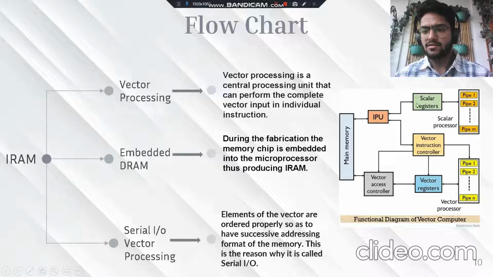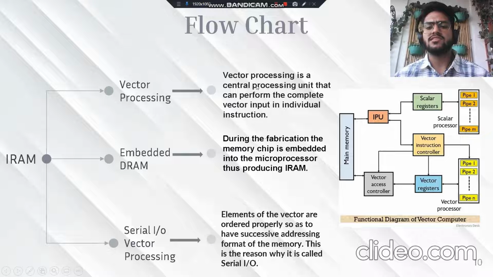Here in this image, this is a simple flow diagram of an IRAM. Okay, let's start. Vector processing. So what does vector processing mean? Vector processing is a central processing unit that can perform the complete vector input in individual chips. That is, basically it calculates all the vector related issues in a complete individual instruction. Basically, it only needs one instruction to complete all vector processing.